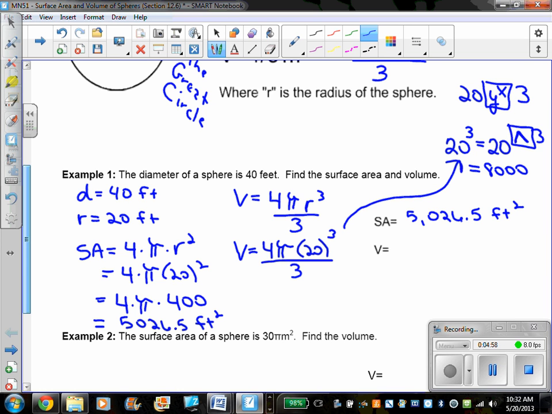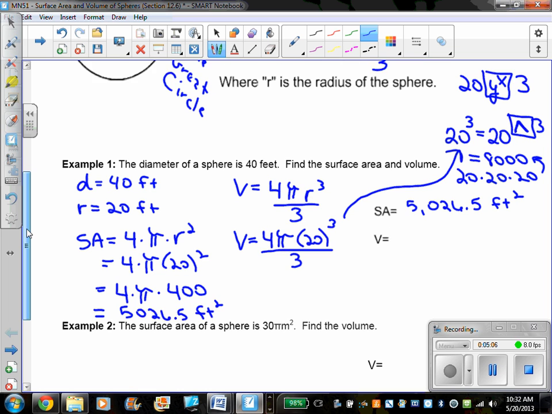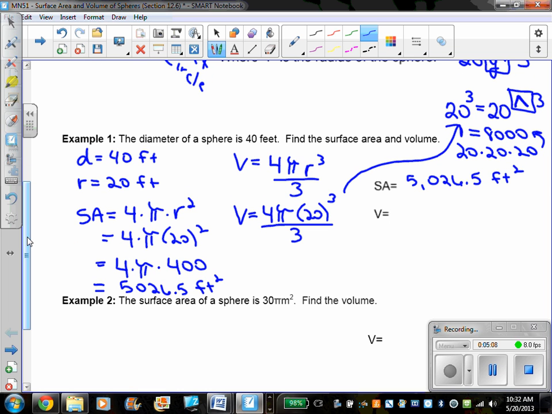But again, if push comes to shove, you can just go 20 times 20 times 20 in your calculator and you'll get this 8,000. So just kind of a way of using that calculator sometimes gives the students a little bit of a run for their money. So we have 4 times pi times 8,000. And I'm going to say this, if you can't figure out how to use the calculator, don't stress, just show it to me and I'll show you in class how to use it. There's just some varieties and it takes a little bit to figure it out.